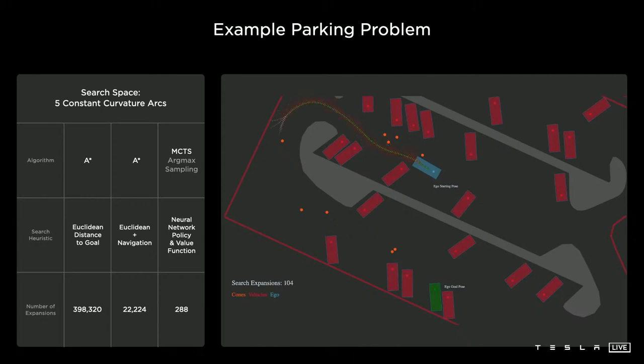The reason is that the neural network is able to absorb the global context of the scene and then produce a value function that effectively guides it towards the global minima as opposed to getting stuck in any local minima.